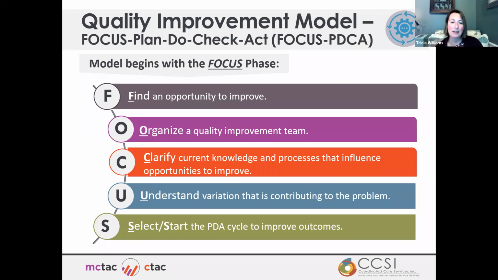Understand the variation in the process. So every process includes variation, and some variations are acceptable, and some are not. When variations are interrupting the normal flow of the work, it may be a symptom of the problem of the process. So we want to make sure that we dive into that.